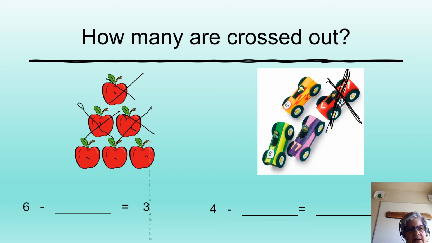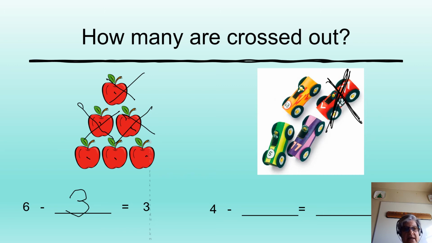Well, guess what? Some of those apples are already crossed out. So let's count how many are crossed out. You ready? Let's begin. Point and count with me. 1, 2, 3. I have 3 apples crossed out. So I put 3 in the second line. So it says 6 take away 3. And guess what? It says equals 3.